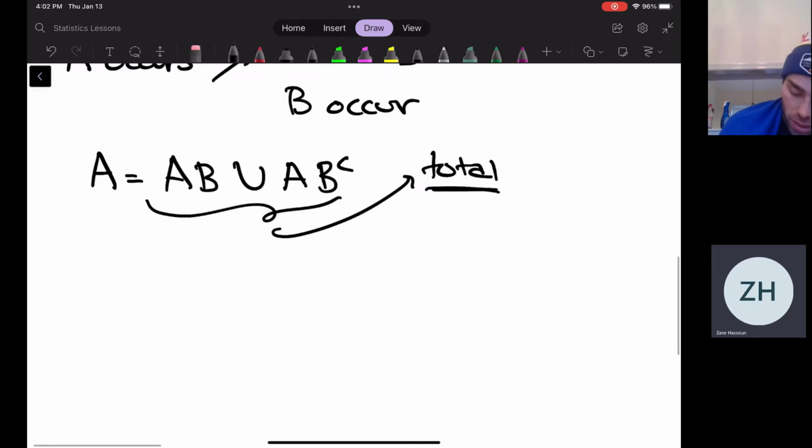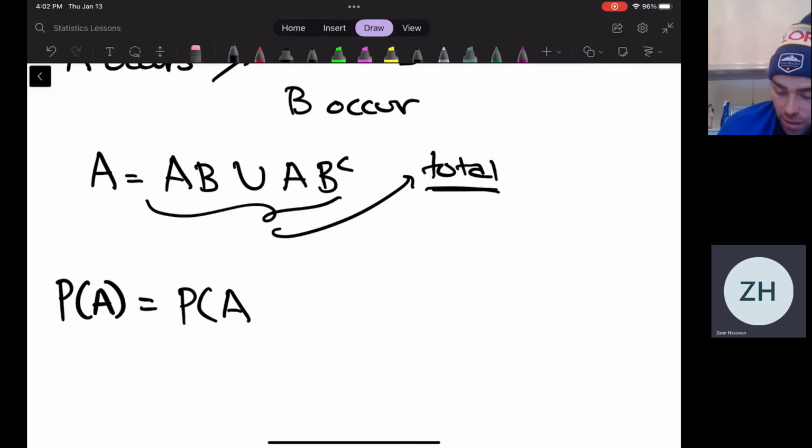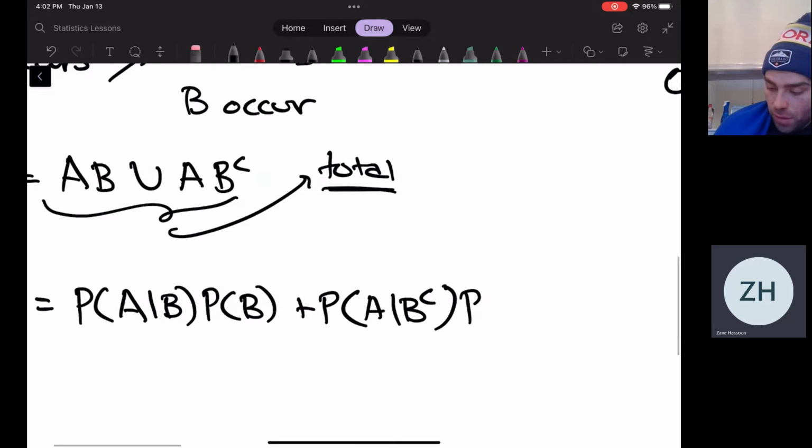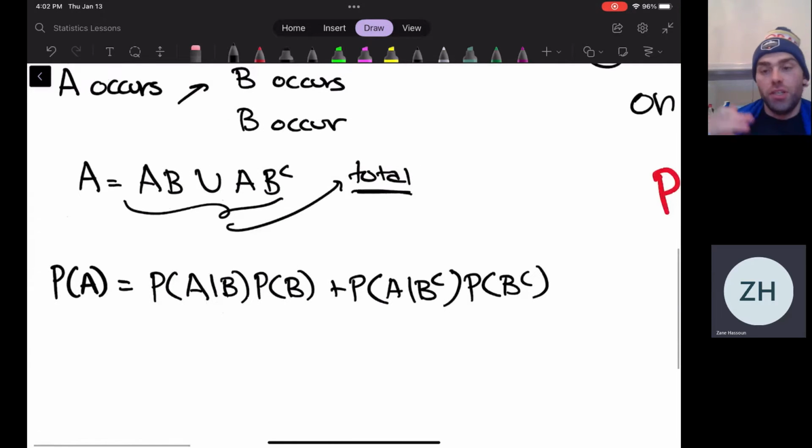By definition, the probability of A equals the probability of A given B times the probability of B, plus the probability of A given B complement times the probability of B complement. And this will become very useful in the next step when we talk about Bayes' rule.